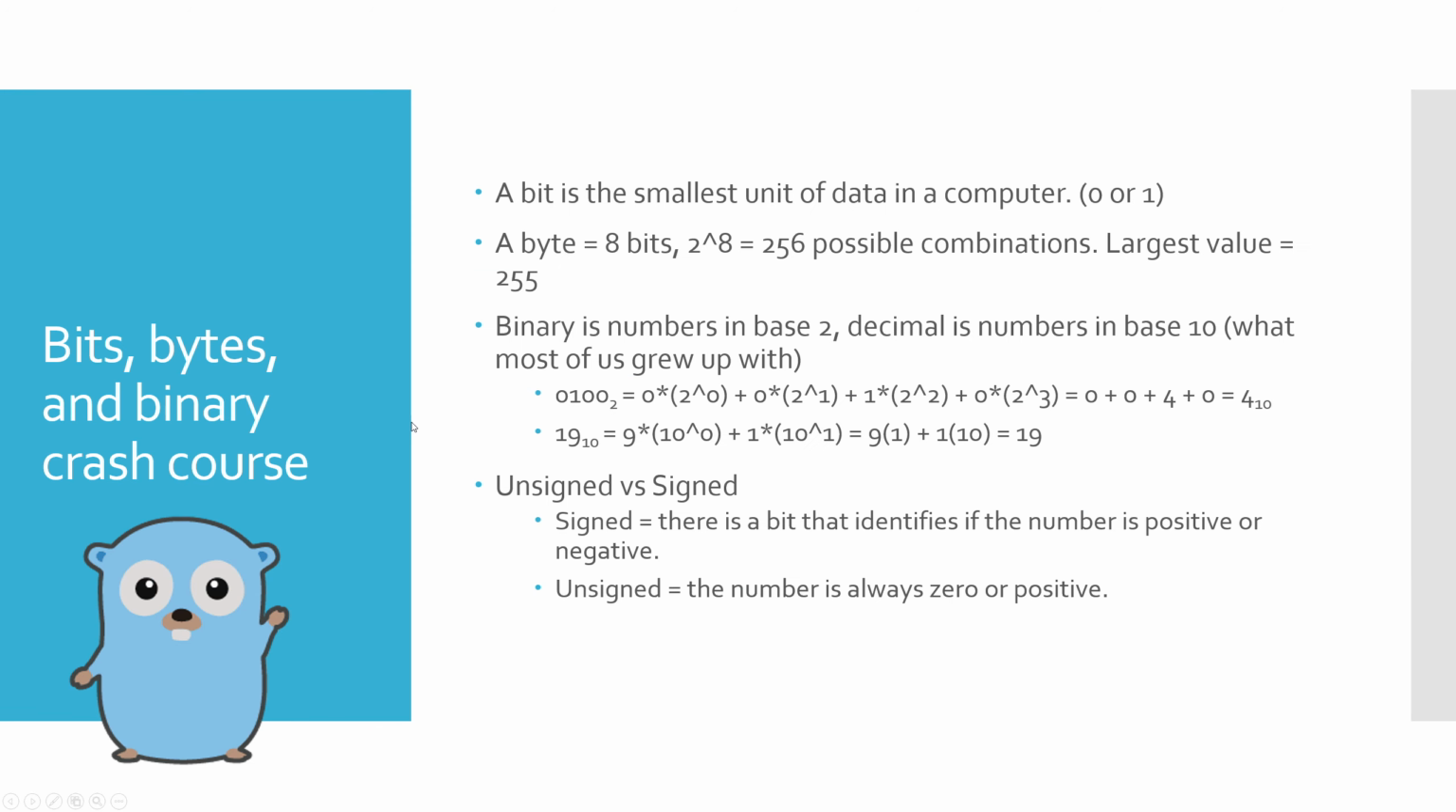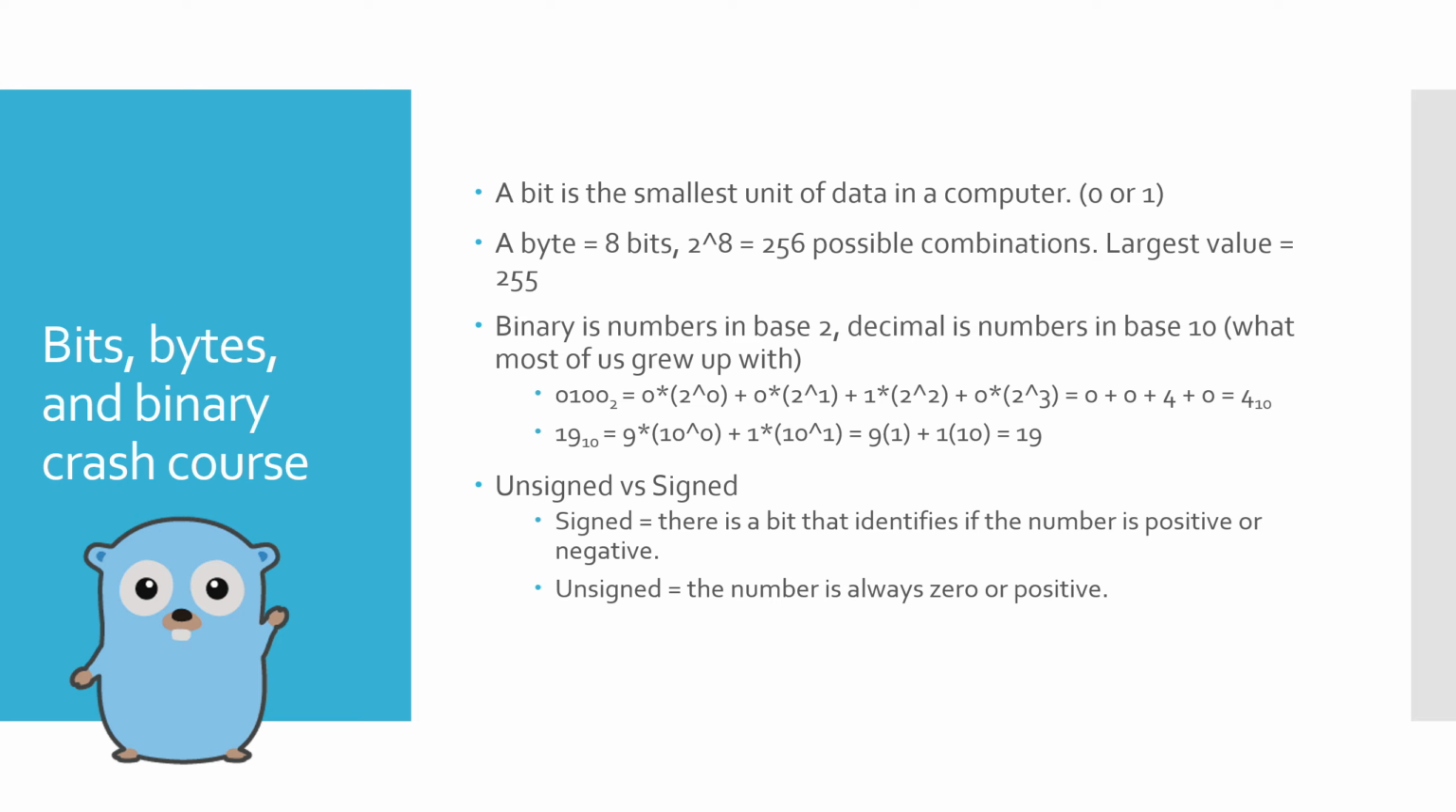So what's a bit? A bit is the smallest unit of data in a computer. It's either a 0 or 1. That's it, nothing else. 0 or 1. Simple enough. So a byte is 8 bits. That means that we have 2 to the 8 possible combinations or possible values that can be represented in a byte. That means the largest value we can have is 255. 0 to 255. That's 256 different numbers. So that's 1 byte. 1 byte being 8 bits.